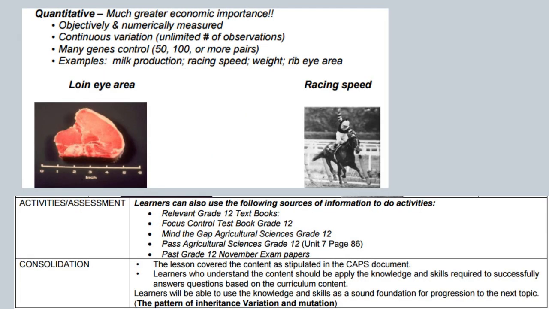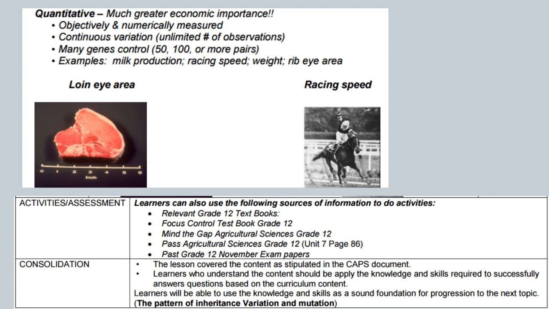Quantitative: much greater economic importance. Objectively and numerically measured. Continuous variation, unlimited number of observations. Many genes control, 50, 100, or more pairs. Examples: milk production, racing speed, weight, rib eye area, loin eye area.